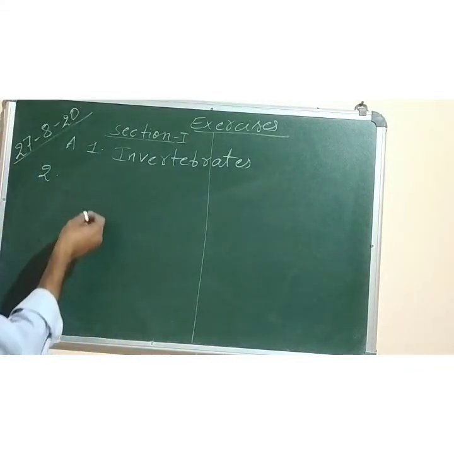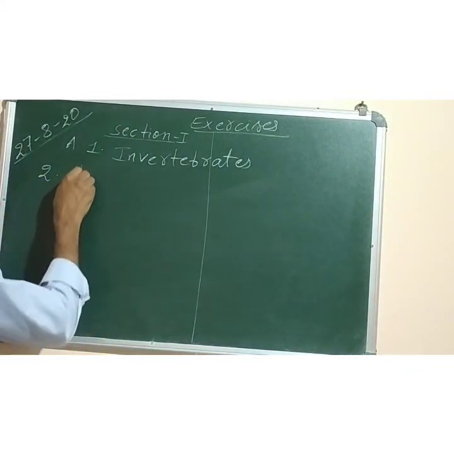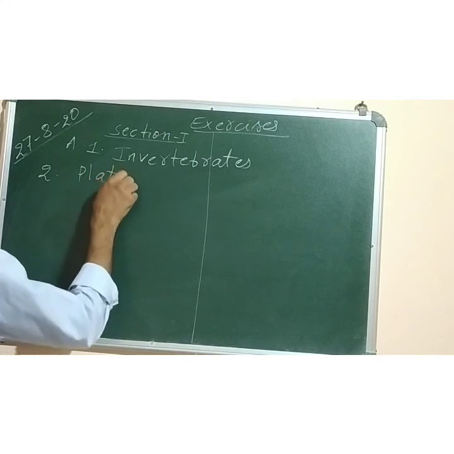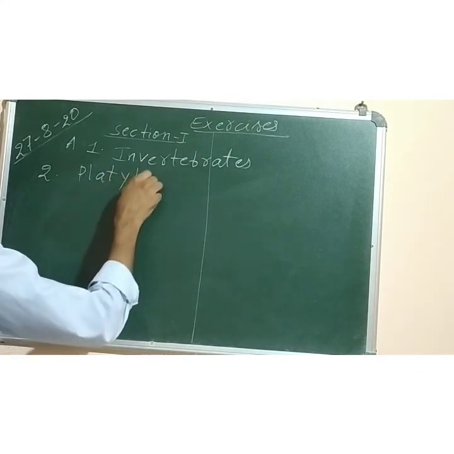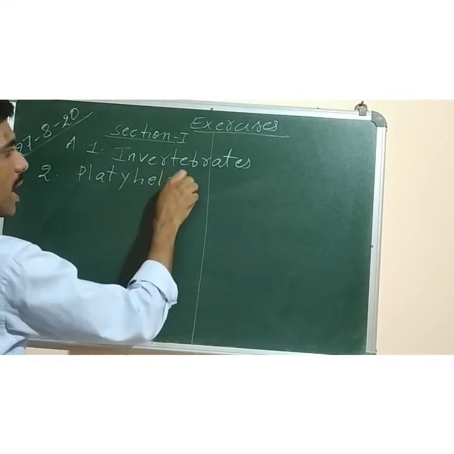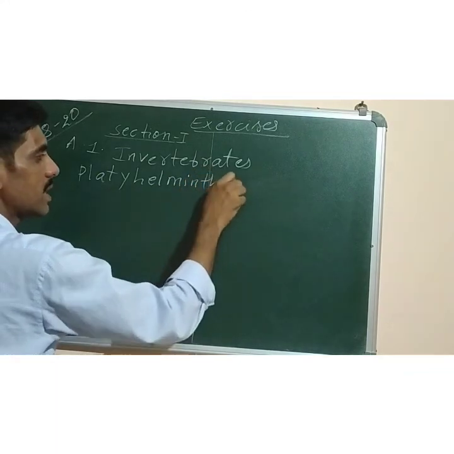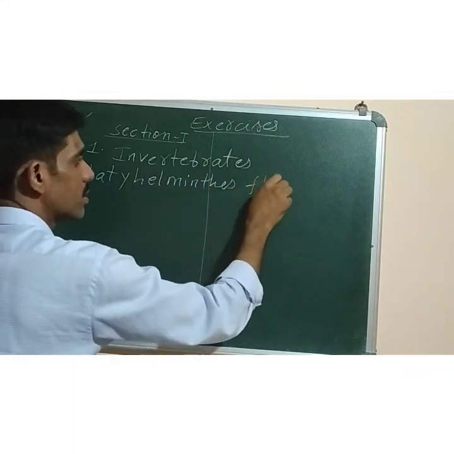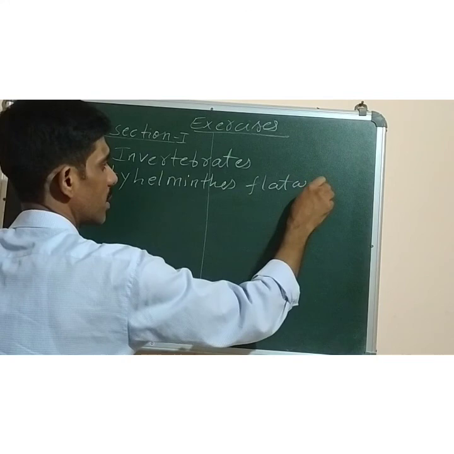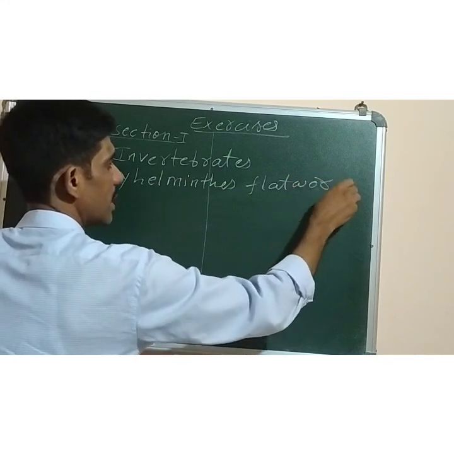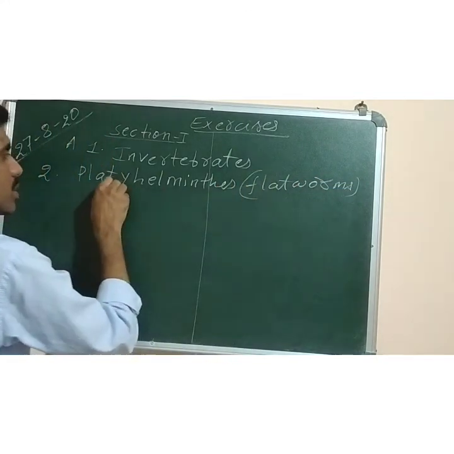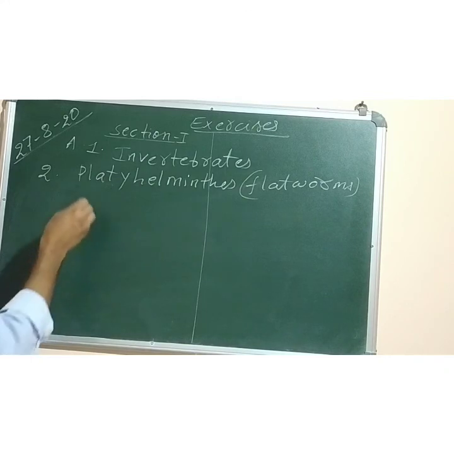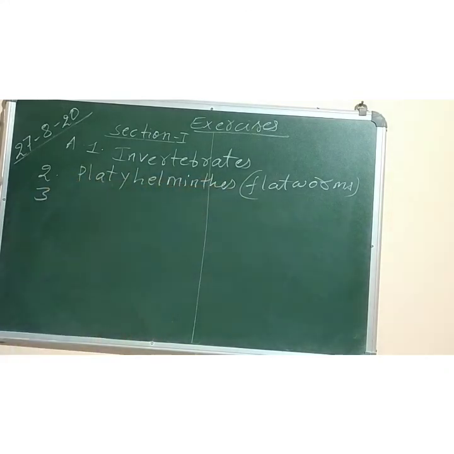So whichever one you find easier. Flatworms will be easier, but still you write platy, P-L-A-T-Y, hel, H-E-L, M-I-N-T-H-E-S. In case you forget to write this one, you can also write flatworms. Both are correct, okay? So those who forget in the examination to write platyhelminthes, instead of that you can write flatworms also.